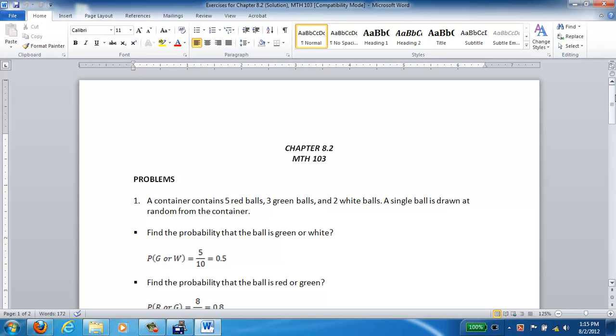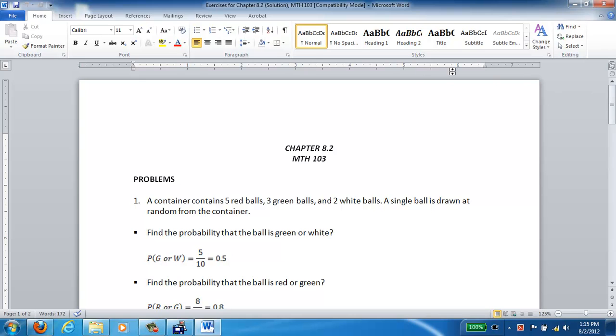Let's go through the exercises for 8.2. We have a container with 5 red, 3 green and 2 white balls, total of 10. A single ball is drawn randomly. What is the probability that the ball is green or white?